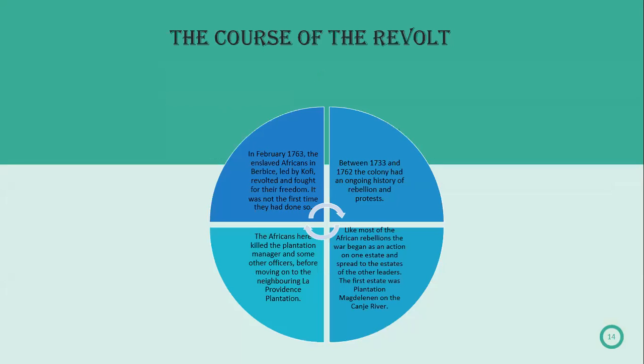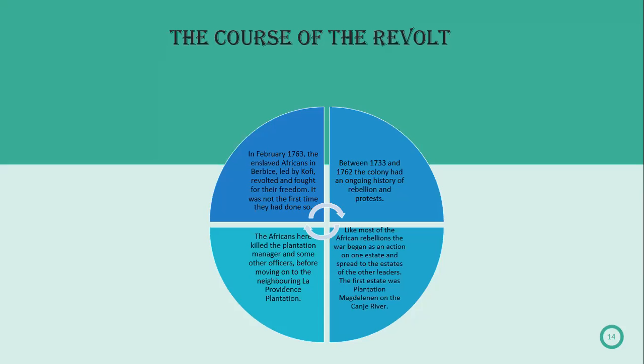So what you just saw was a video giving a little bit more backstory to the Berbice Revolt and starting off the course of the revolution. So, as she stated, in February 1763, the enslaved Africans in Berbice, led by Kofi, revolted and fought for their freedom. It was not the first time they had done so.